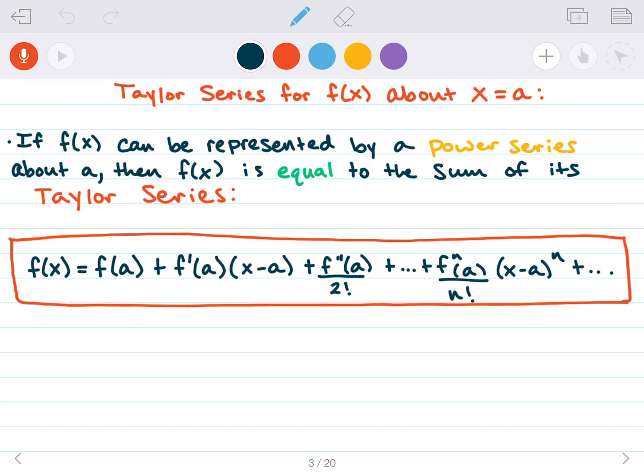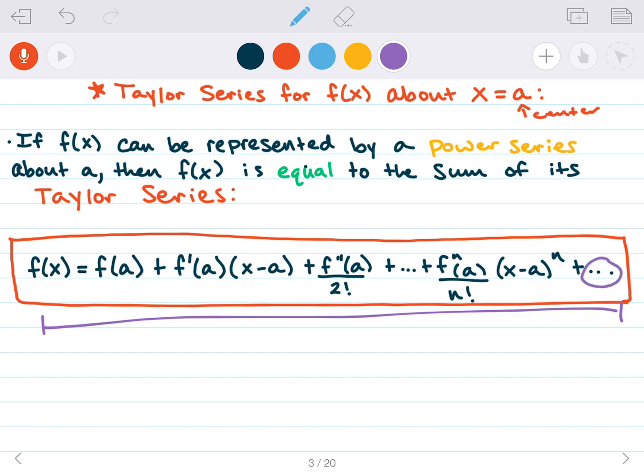All right, so here it is, Taylor series for a function f of x about x equals a. So again, a we call the center. If your function can be represented by a power series about the center a, then f of x, your function, is equal, not approximately, actually equal to the sum of its Taylor series. Now look at what the definition of a Taylor series is. Doesn't it look exactly like the Taylor polynomials that we worked with? Well, there's one subtle difference, and the difference is these three dots at the end.